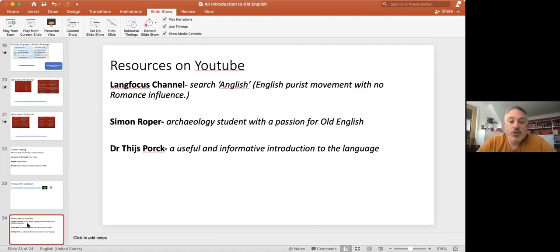And a couple of YouTubers which are pretty good. There's something called the Lang Focus channel, which I've actually used as a source in this presentation. But he does a really interesting one on Anglish, which is a linguistic revivalist movement which has got the idea of actually changing English to be purely Germanic. So television would be a farseer, things like that. Really good, very interesting, thought-provoking.